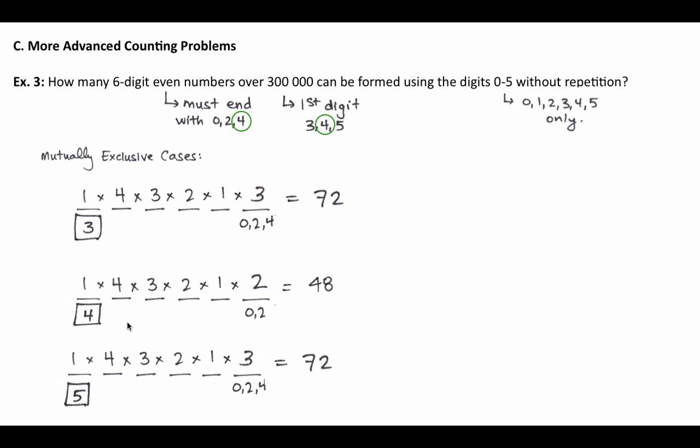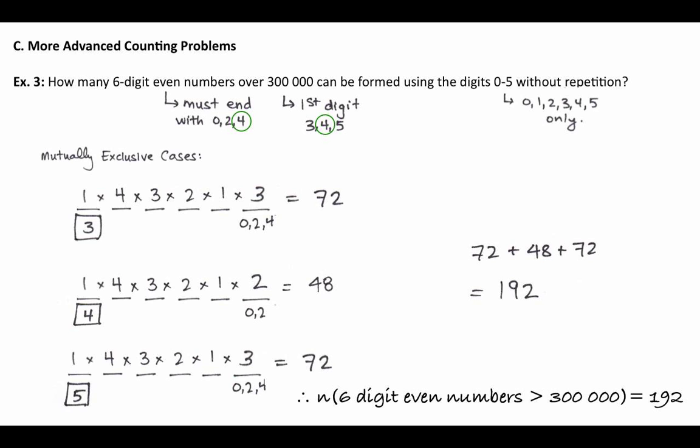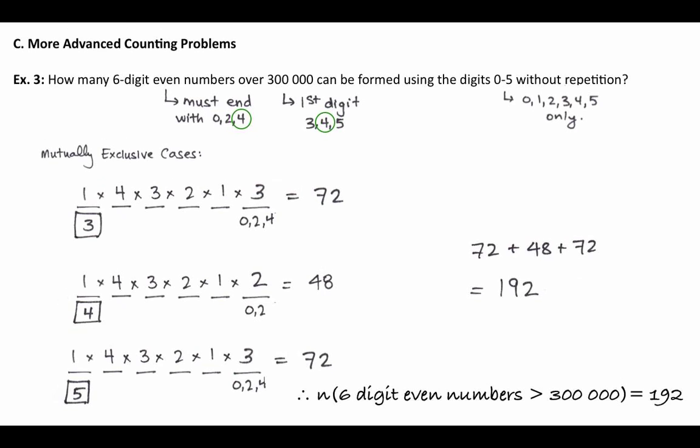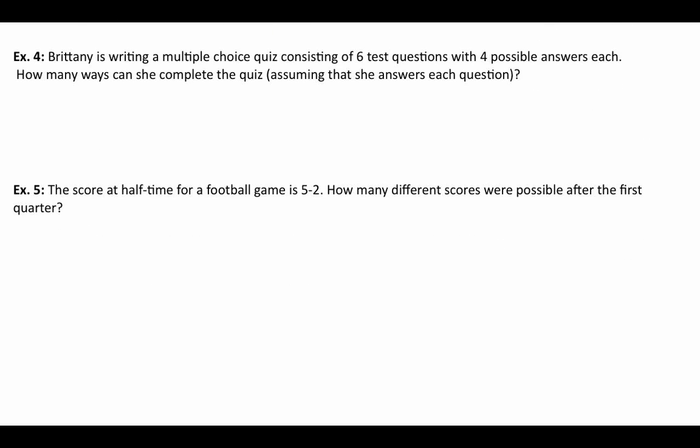And there it is, the use of the word or. I add these answers together and I get 192. So there's 192 6-digit even numbers over 300,000 that can be formed using the digits 0 to 5 without repetition. All right. Fancy that.